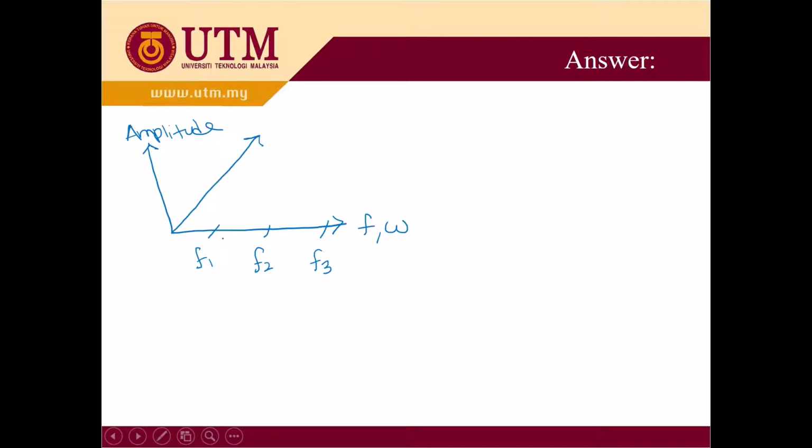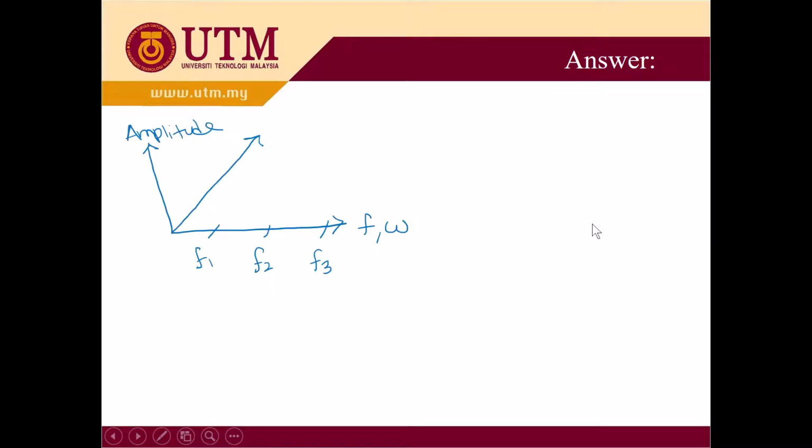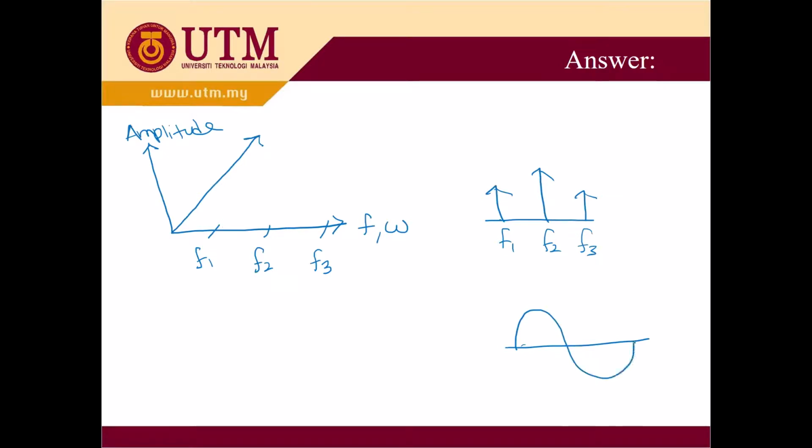In the frequency domain, we can only see one straight line, something like this. We have one straight line just to represent the amplitude of the signal at the specific frequency. This is in the frequency domain. For the time domain, what happened? We will see something like the continuous signal, something like this.